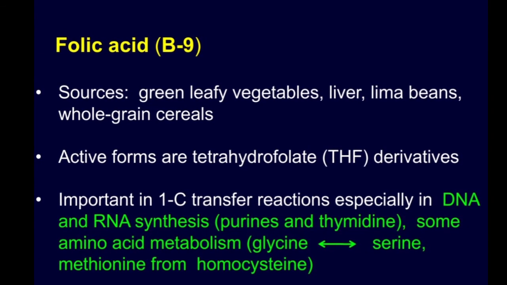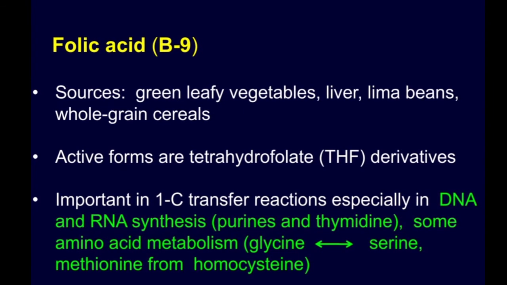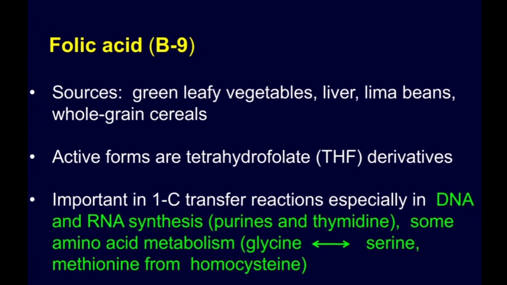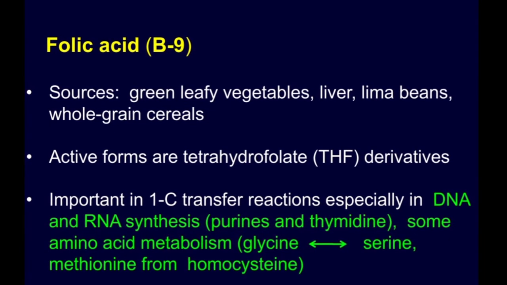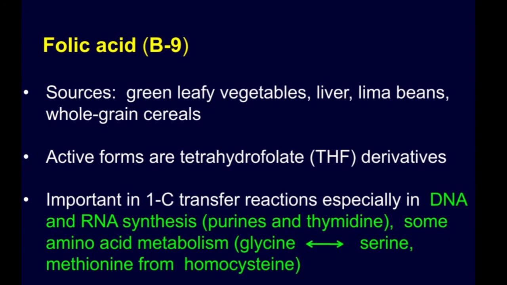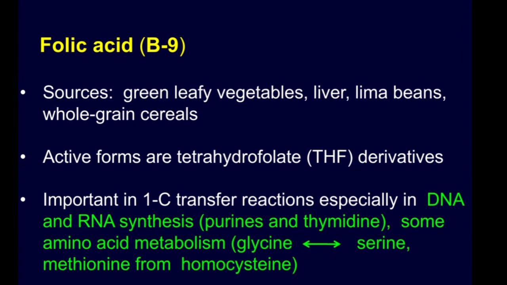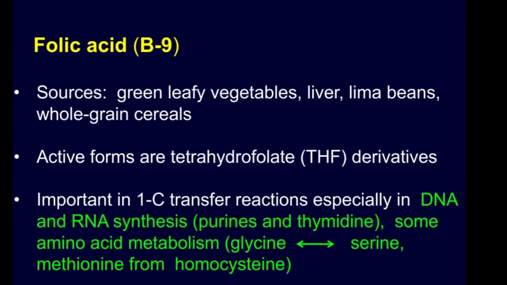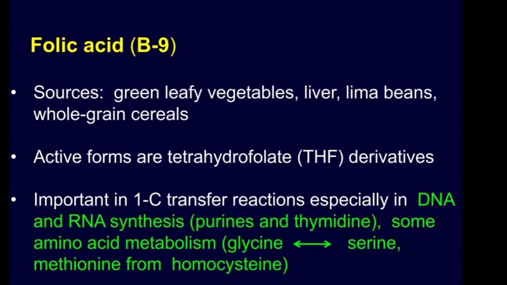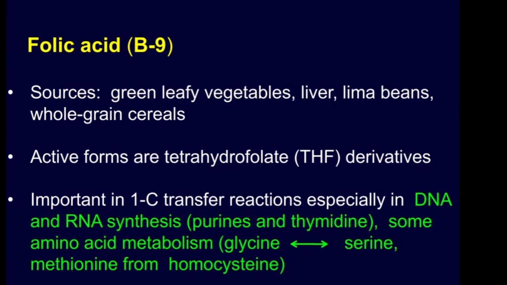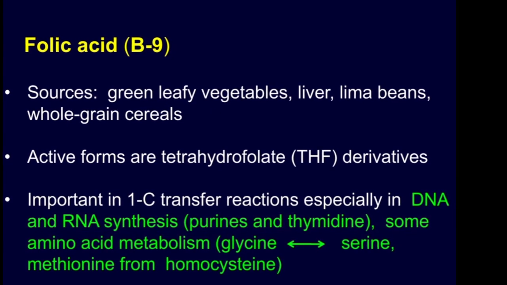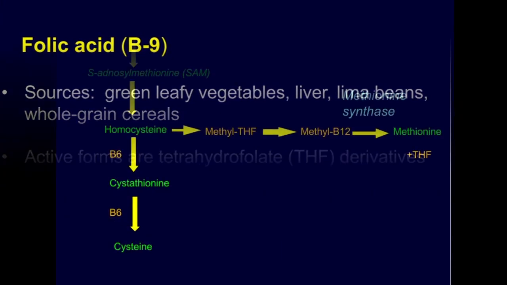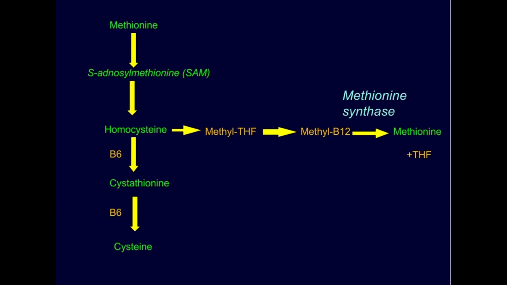THF is also used in the degradation of histidine. Here it's the acceptor of the formamino group, this one, and it allows further metabolism of histidine to glutamate. So two amino acids requiring THF, their degradation or their biosynthesis: the biosynthesis of serine and glycine, and the degradation of histidine. The third one, which we talked about before, is methionine synthesis from homocysteine.